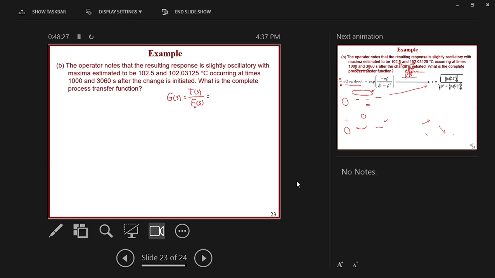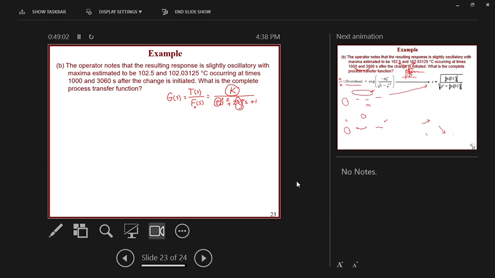And this has a second order form. So it's K, which we have found in the previous part, divided by tau squared S squared plus 2 zeta tau S plus 1. So this is the form of the transfer function. We have already found K. Done. Now we need to find the tau, and we need to find the zeta in order to complete the definition of the transfer function.